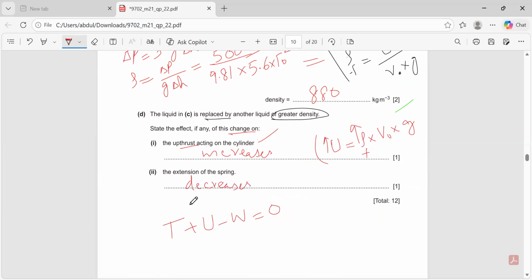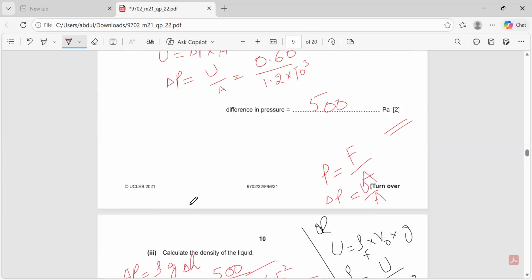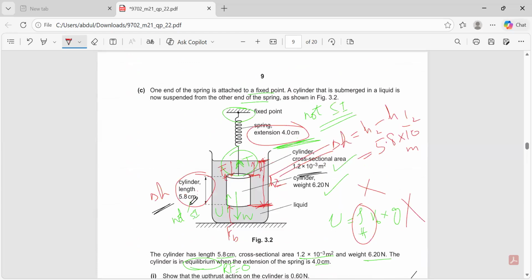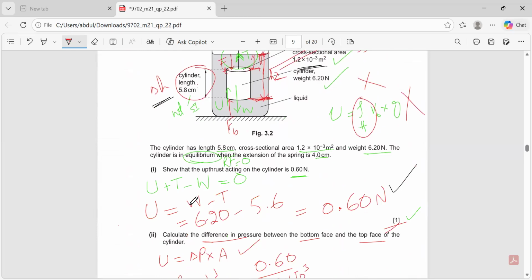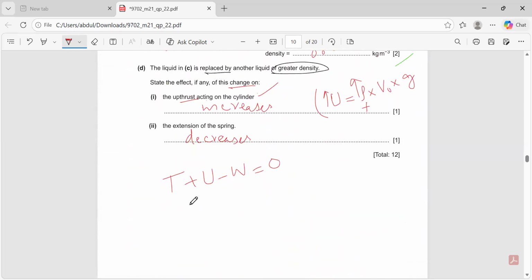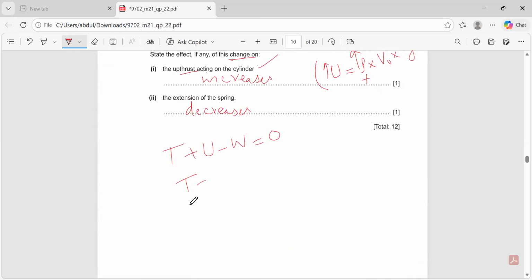Now, my dear friends, state the effect, if any, on the extension of the spring. Extension is caused by this tension. Let's calculate the tension force here. So that will be equal to W minus U.